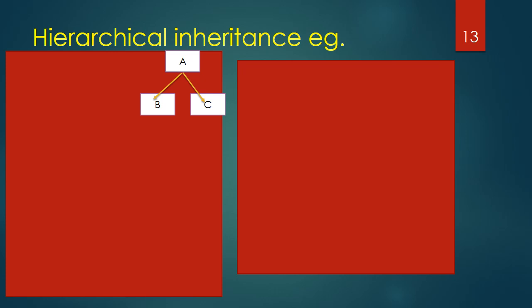Next, hierarchical inheritance. Hierarchical inheritance has one superclass and more than one subclass. We can observe this in the diagram: A is the one superclass, and B and C are subclasses. Any number of subclasses can be created here. According to this diagram, let us create the classes. First, class A with two variables, a equals 10 and b equals 20. Besides these variables we can also take methods, but for simplicity I am taking only two variables.